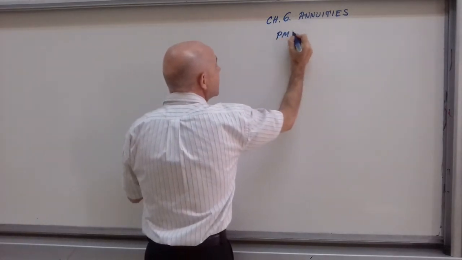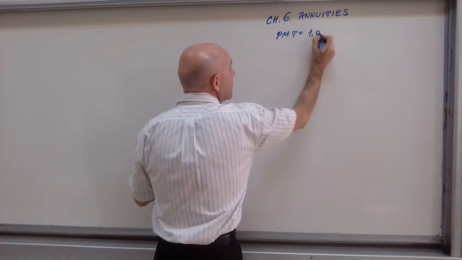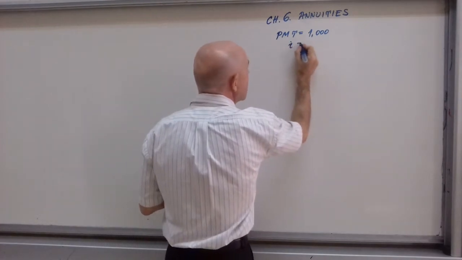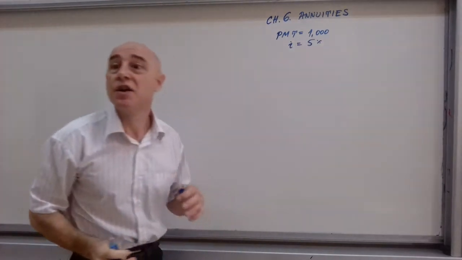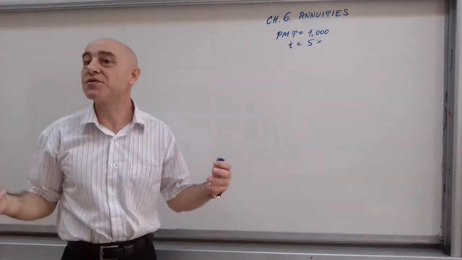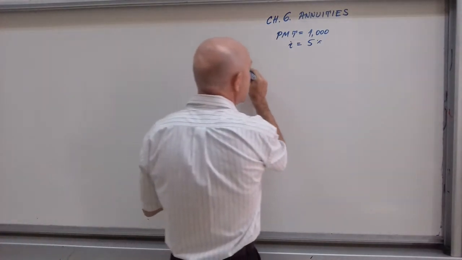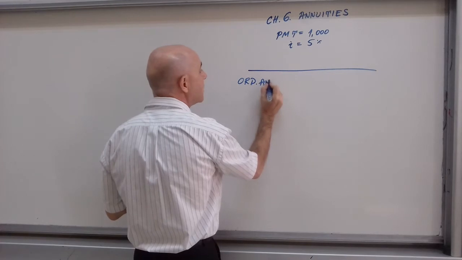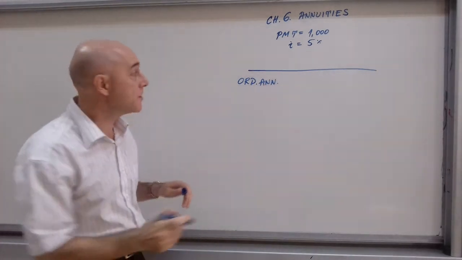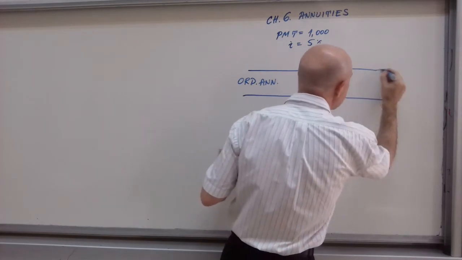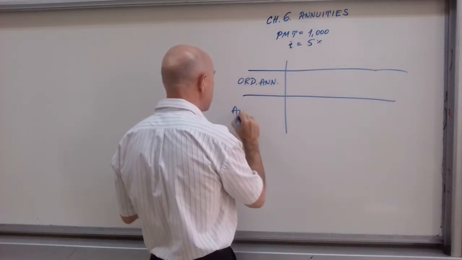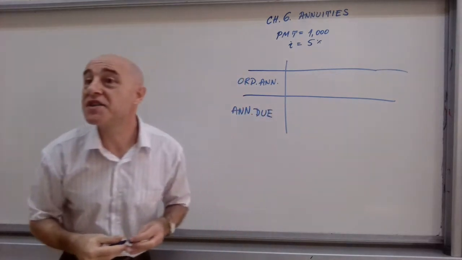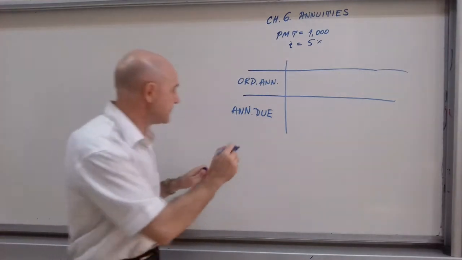Say you got a payment of 1,000 to make it easy, and you got some interest rate, I don't know, 5%. We got 4 types or ways of calculation. Calculation 1 is ordinary annuity. And the other one is annuity due, okay?